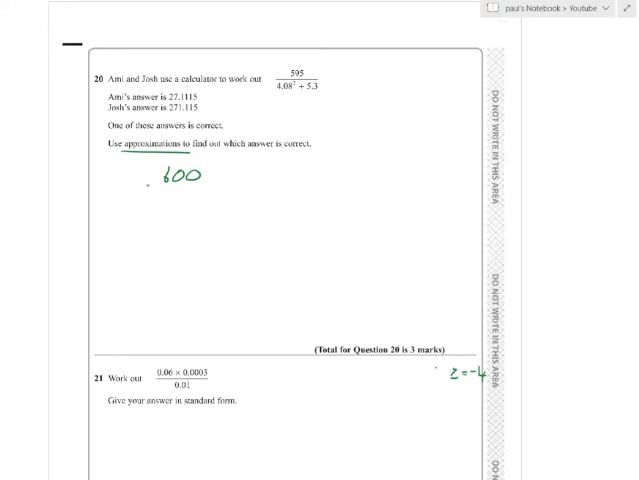1600. Now this is 4 squared, which is 16. And if I call that 4, then I get a nice round number down here. So I get 600 divided by 20. Cross that out, that equals 30. So 30 is closer to Amy. So Amy.